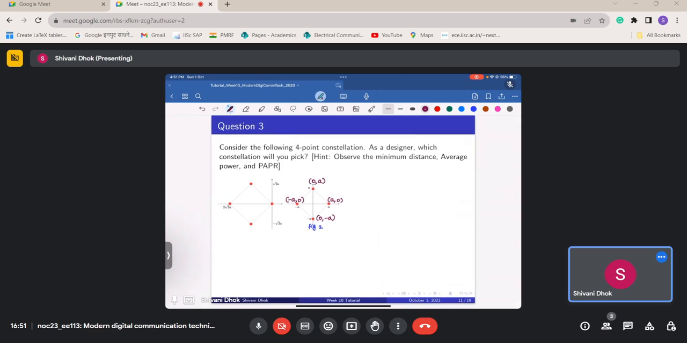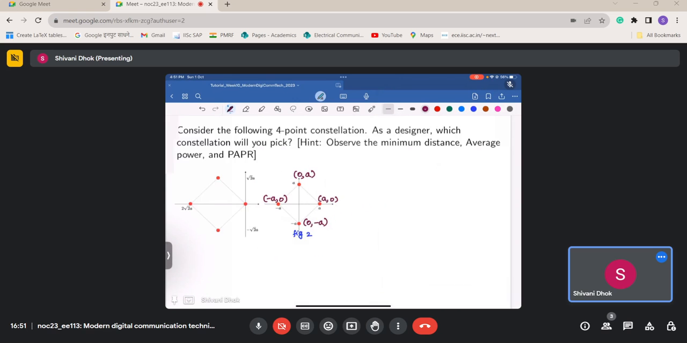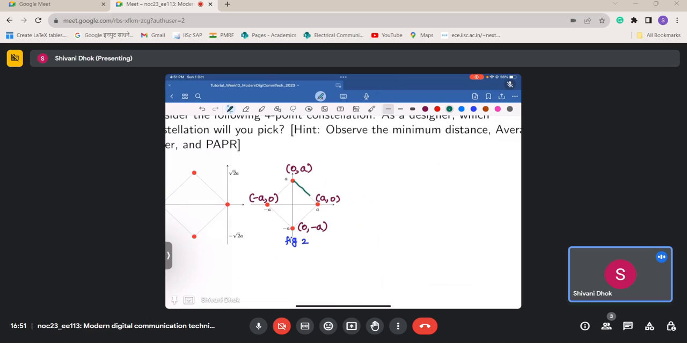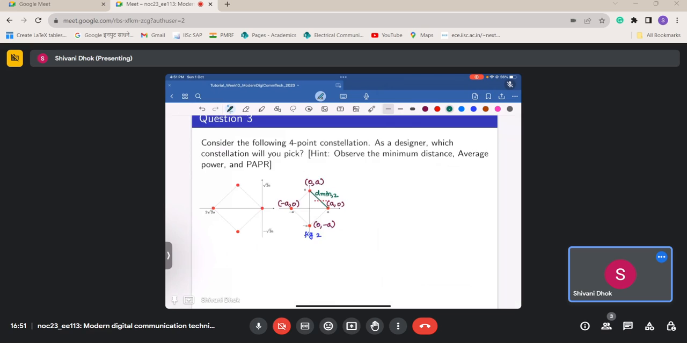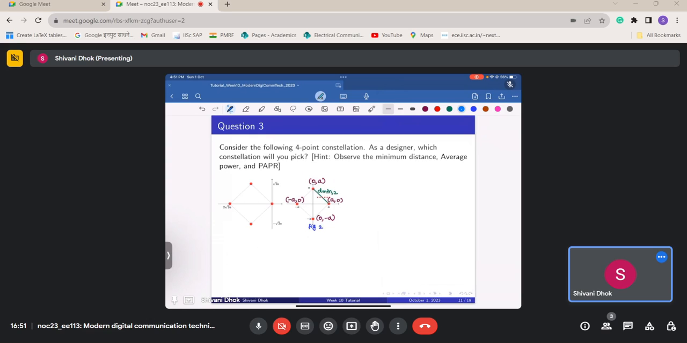And again, the minimum distance will be the distance between these 2 points. Let's say this is d min 2. So therefore this d min 2 will be equal to under root of a square plus a square, which comes out to be under root 2a square, which is equal to root 2a.